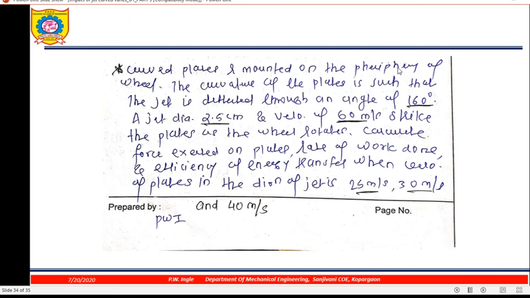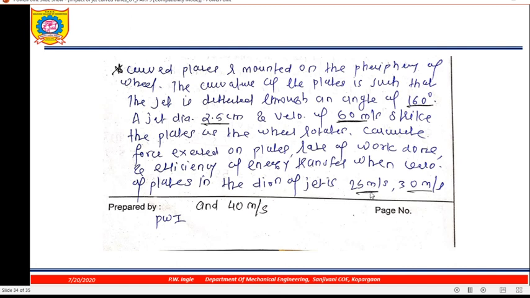Curved plates are mounted on the periphery of a wheel. The curvature of the plate is such that the jet is deflected through an angle of 160 degree. So the theta angle we have to calculate. Then the jet diameter is 2.5 centimeter. The velocity of the jet is 60 meter per second and strikes the plate as the wheel rotates. So it is a case of a series of curved plates.